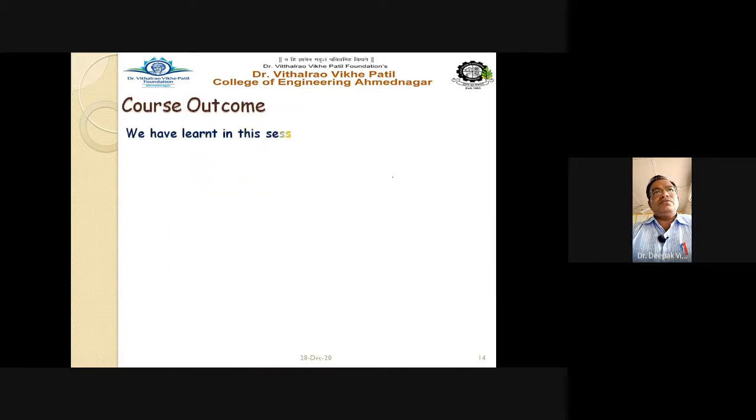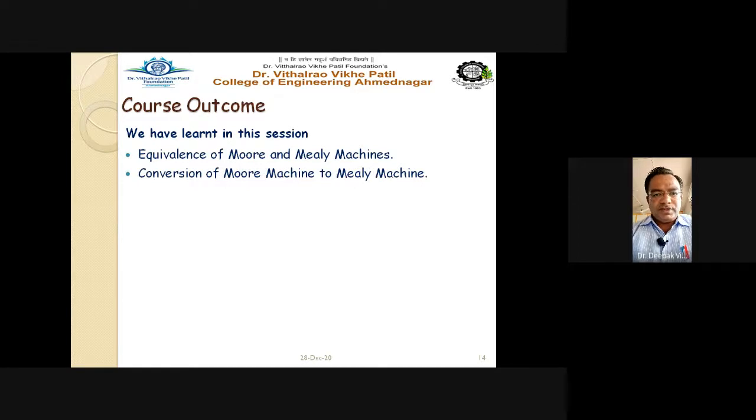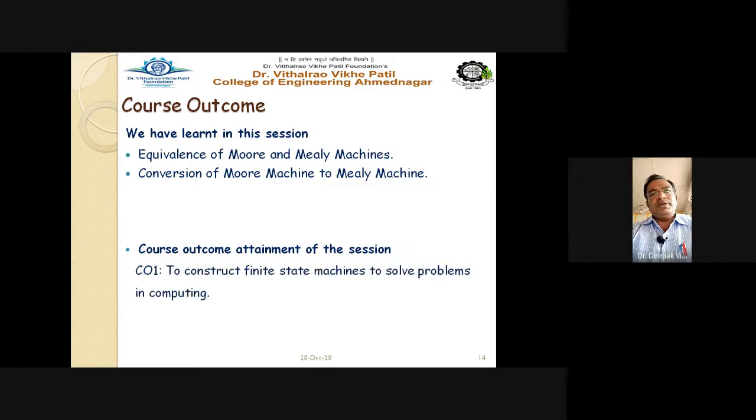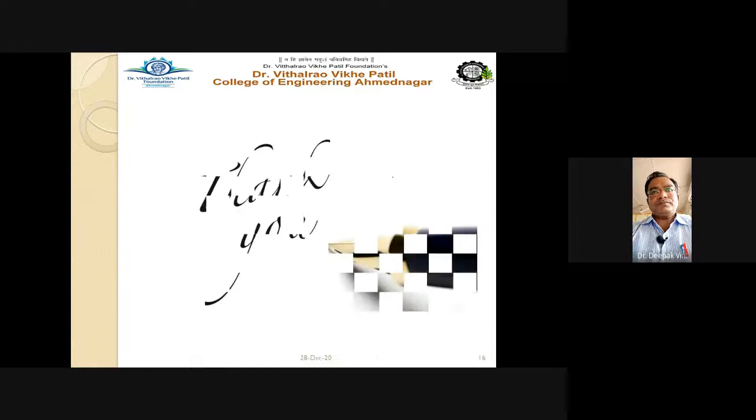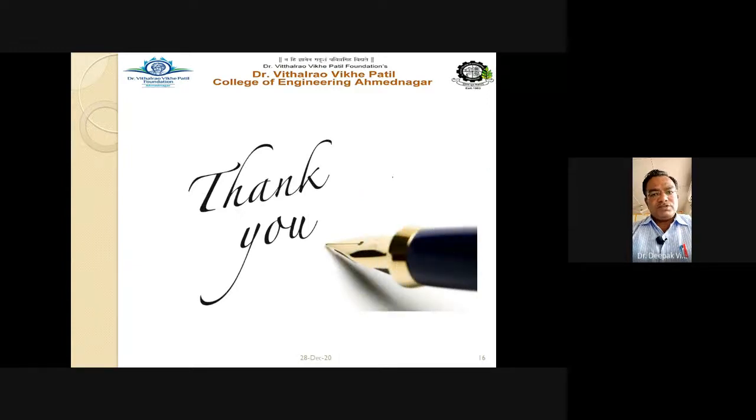Okay, so in this session, the topics covered are the equivalence of Mealy machine and Moore machine, and the conversion. We have seen the examples and the methodology of how to convert the given Moore machine into the equivalent Mealy machine. It is very important from the examination point of view. The course attainment is to solve problems in computing. Those are the standard reference books which you should always refer to. Okay, so let us stop here for today's session, right?